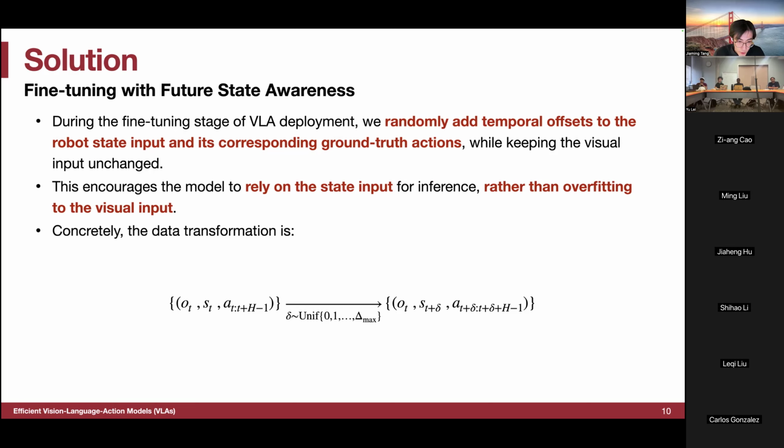So this can encourage the model to rely on the states input for inference, because for the same visual input in this case, there might be different ground truth actions, and the only input difference is the robot states input. So we found this way works very well for the model and doesn't hurt the VLA model performance in our evaluation.